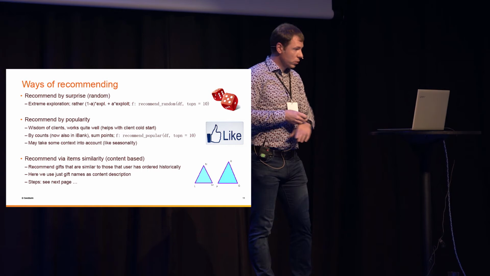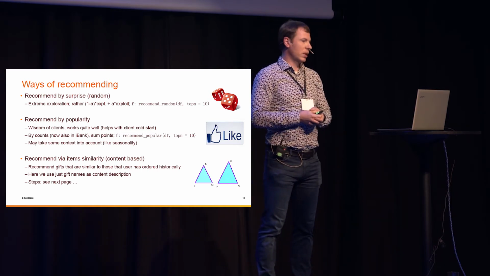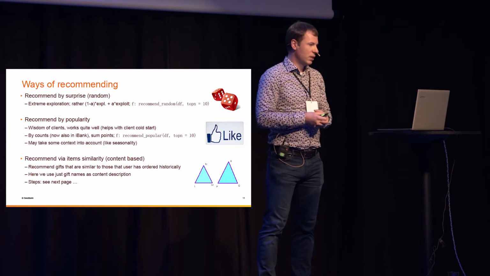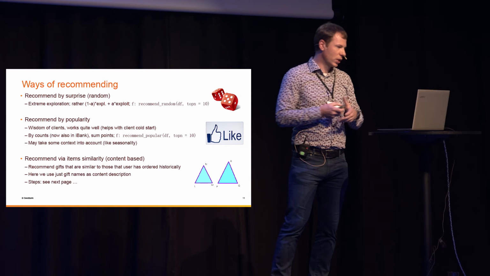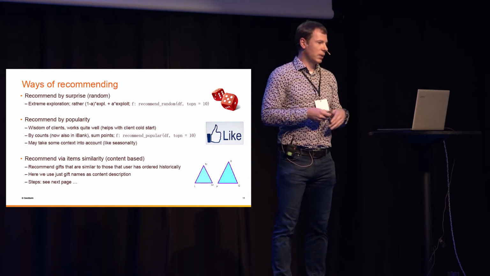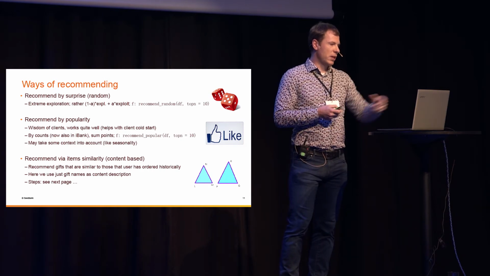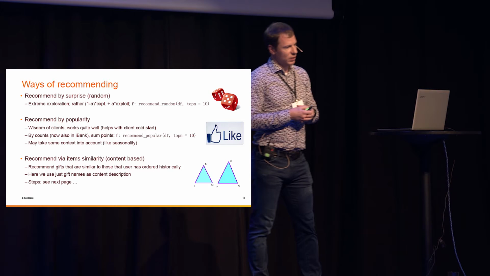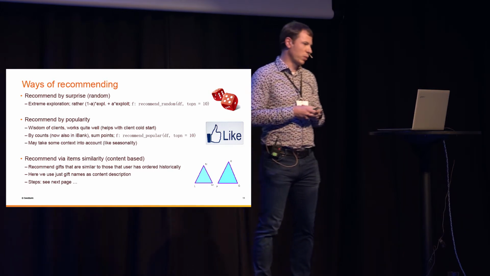So now we come to ways of recommending. And of course, you will start with the simple things that you can recommend by surprise. For example, if you look at this simple formula, then in machine learning parlance you can do this extreme exploration, where this alpha would be 0, and it generates the suggestion to you randomly from this gift list.